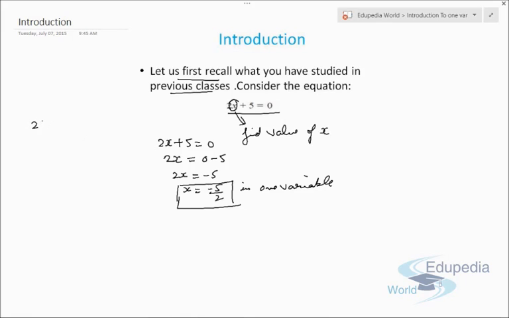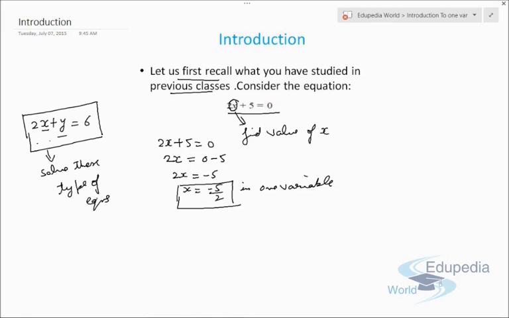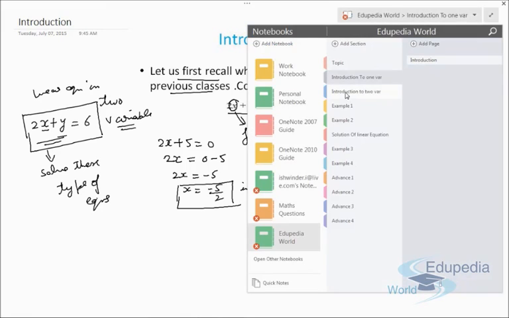But let us discuss more. If we have an equation like this, 2x plus y equals 6, now we have two variables, x and y, so we cannot directly solve this type of equation to find the value of x or y. We need some more information to solve these types of equations. These are generally known as linear equations in two variables, which we'll discuss in further slides. So let's move on to the next concept, which is the introduction to two variables.